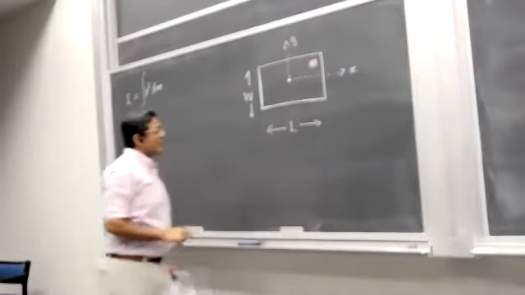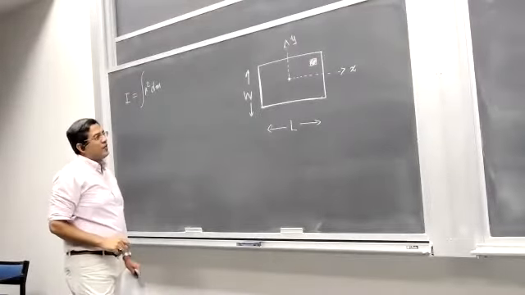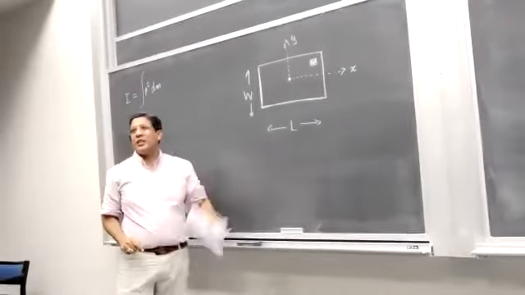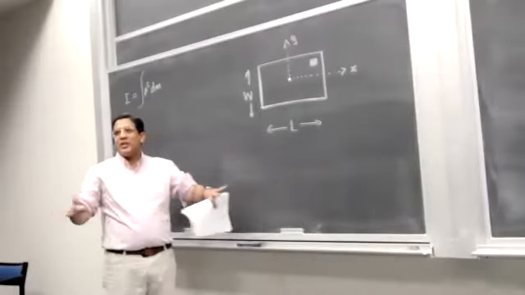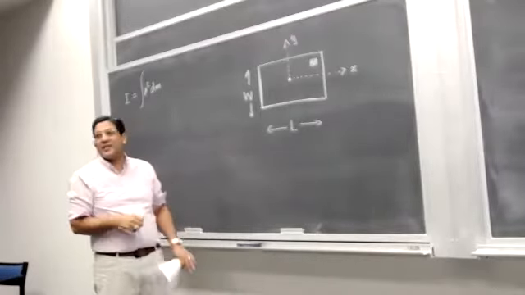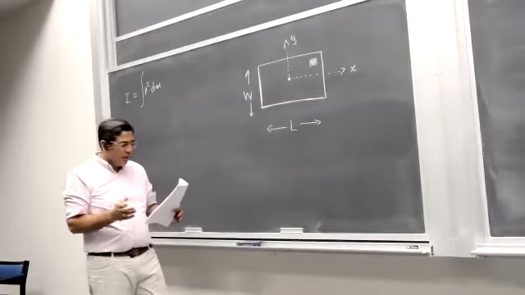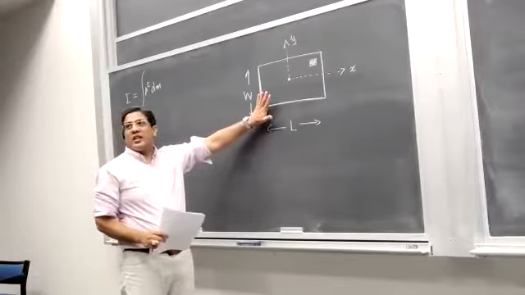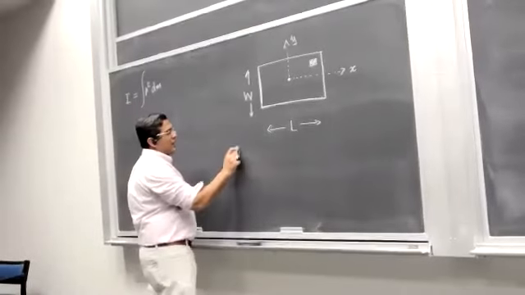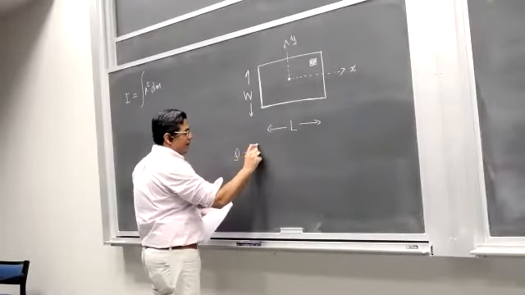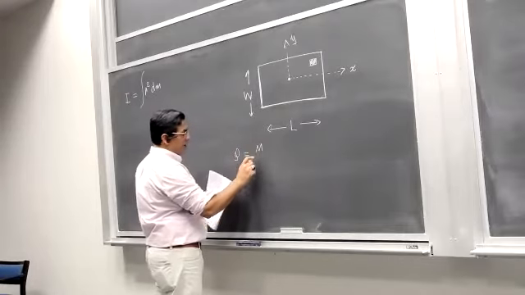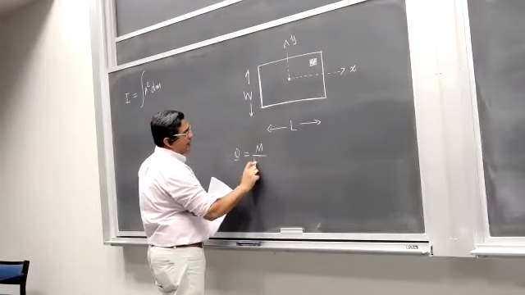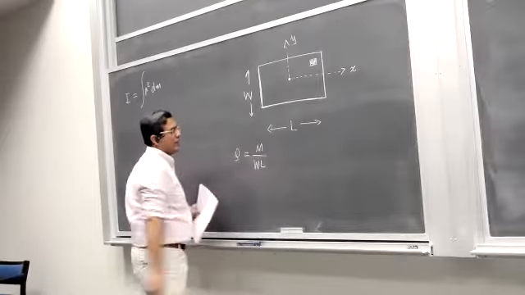Let's make another assumption that the areal density is uniform. This object has uniform thickness, in other words, a small thickness, because it's simply a rectangular sheet, and its density is uniform. By that, I can write its density as total mass M divided by its area, which is WL.